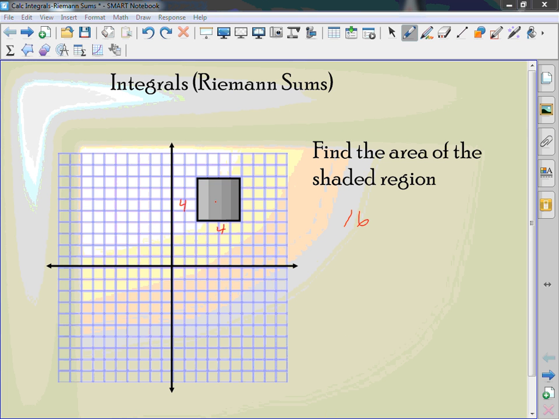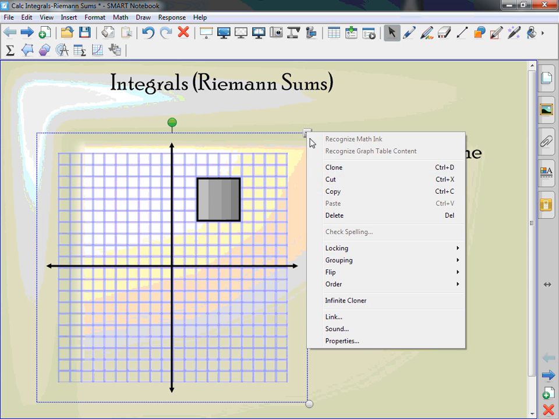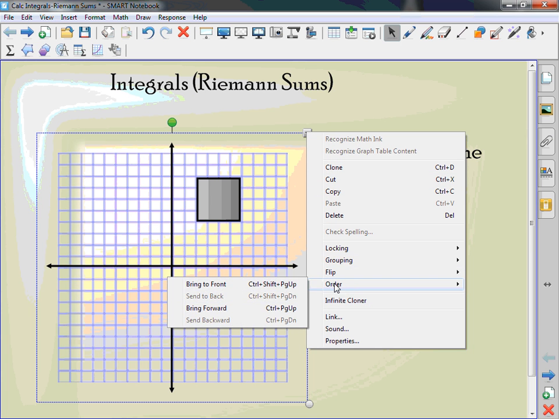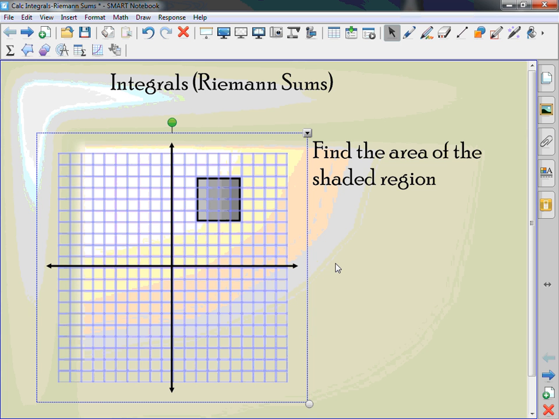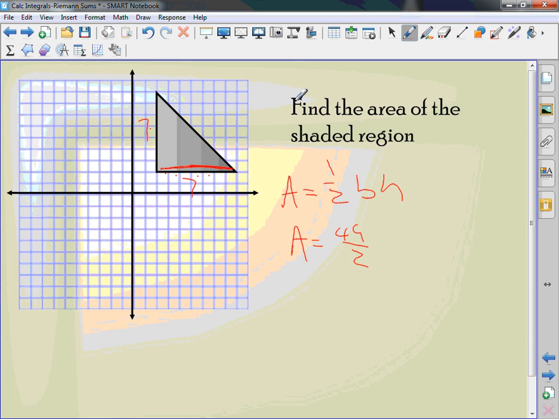Without using the formula for area, how can I find out what the area of the square is? Count what? I can count all of the squares. 1, 2, 3, 4, 5, 6, 7. How many squares are there? There's 16 squares.